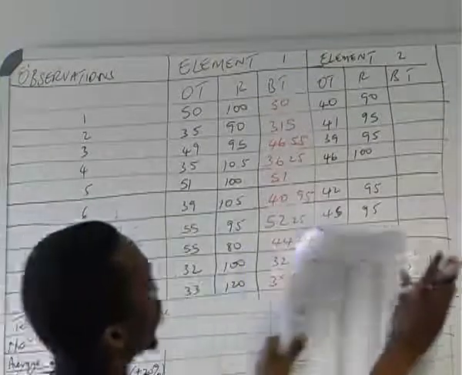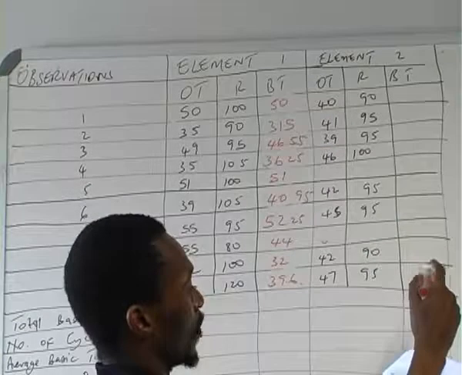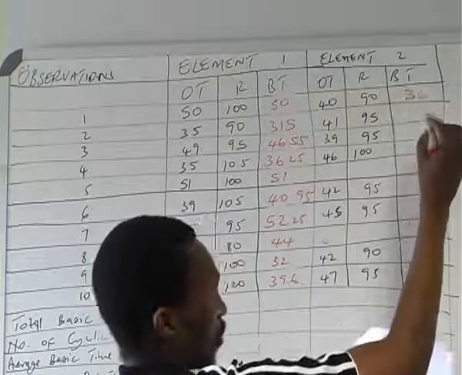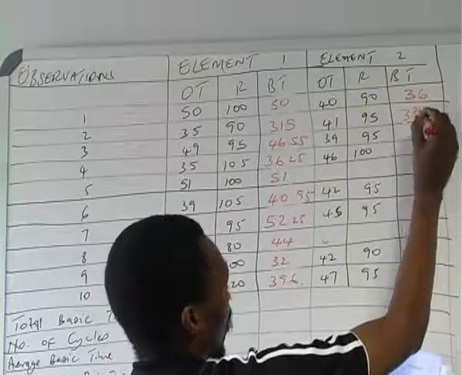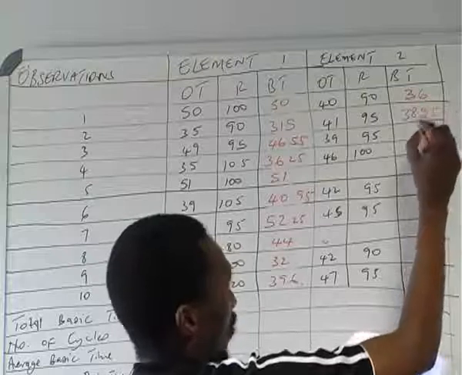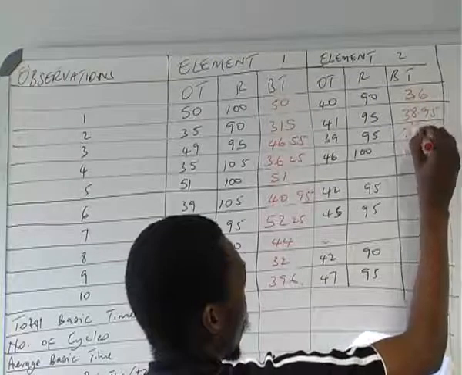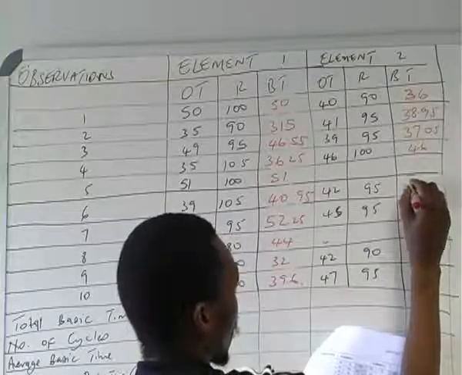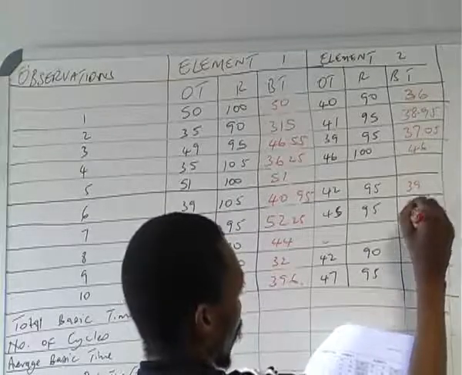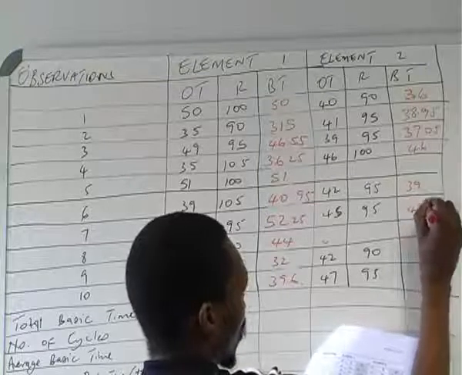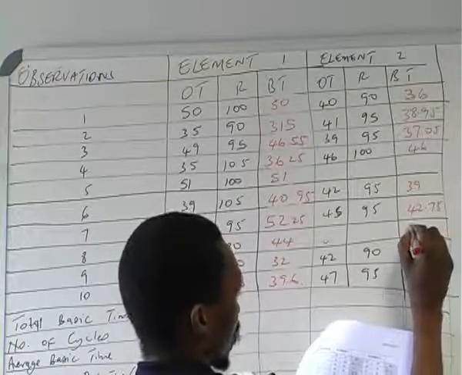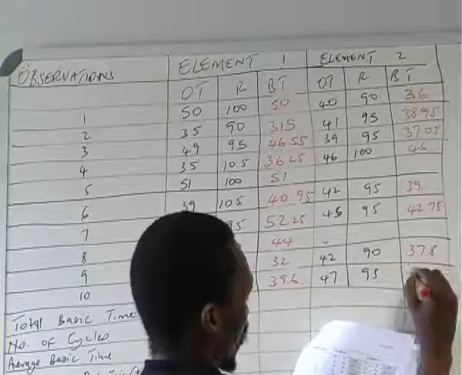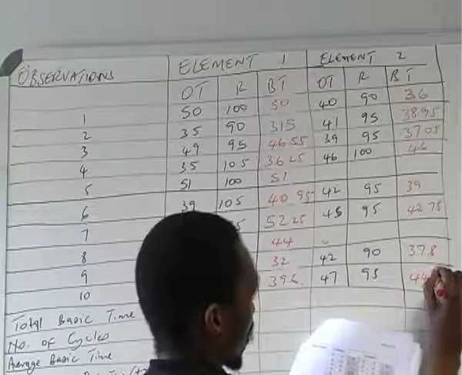So you move to element 2, you do the same for element 2. So it will be 36 here, 38.95, 37.05, 46, 39, 42.75, 37.8, and 44.65.